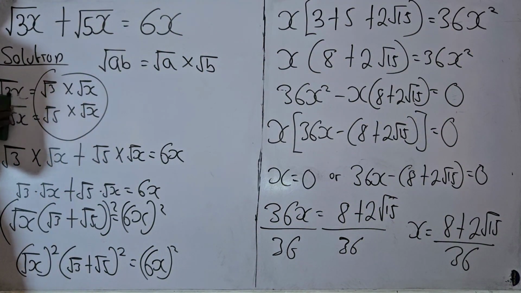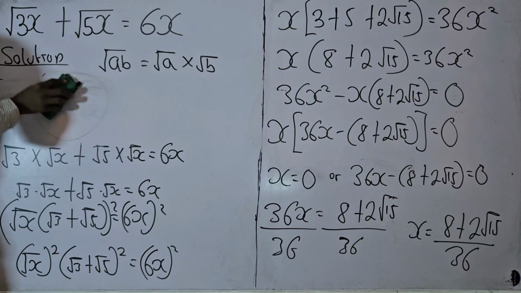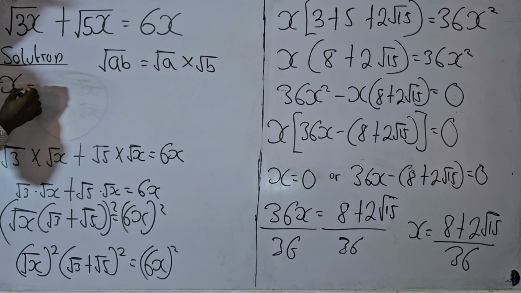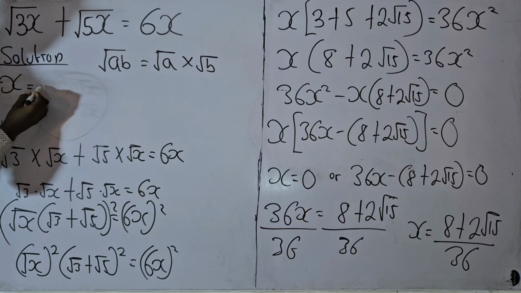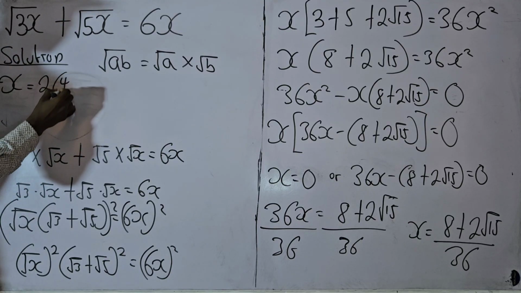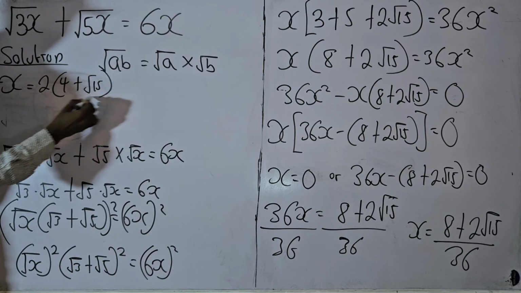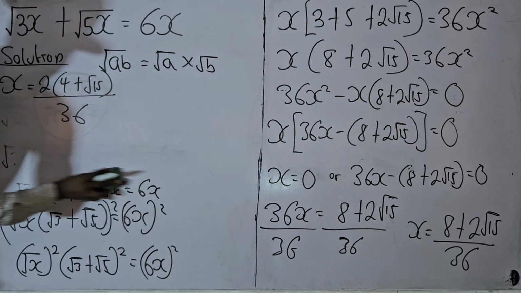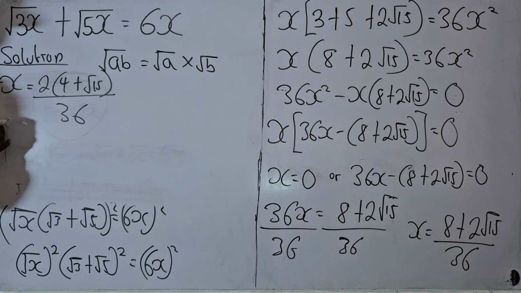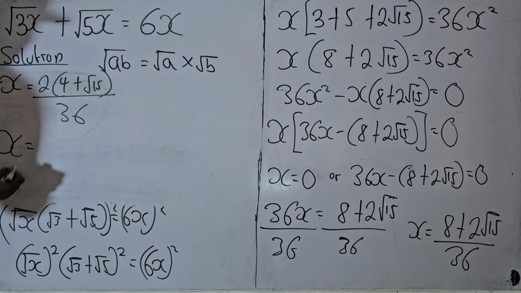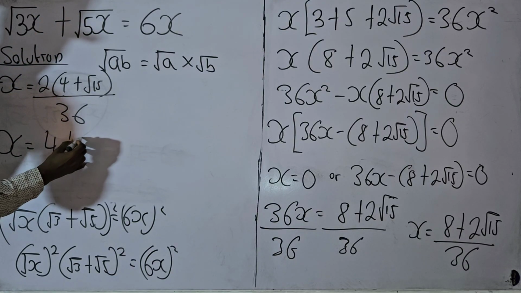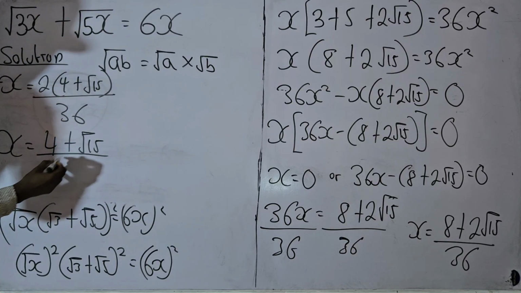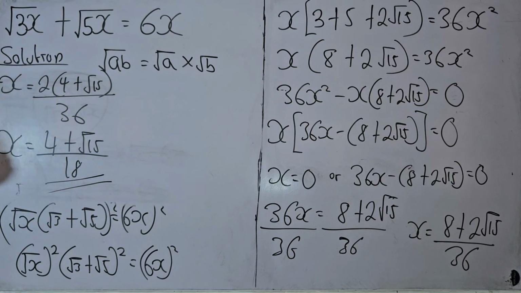It can still be simplified further, right? So I'm going to have, permit me to erase this. x is equals to 2 times 4 plus root 15 all over 36. So here I'm going to have x is equals to 4 plus root of 15 all over 36 divided by 2, that is what? 18. So this is the final answer.